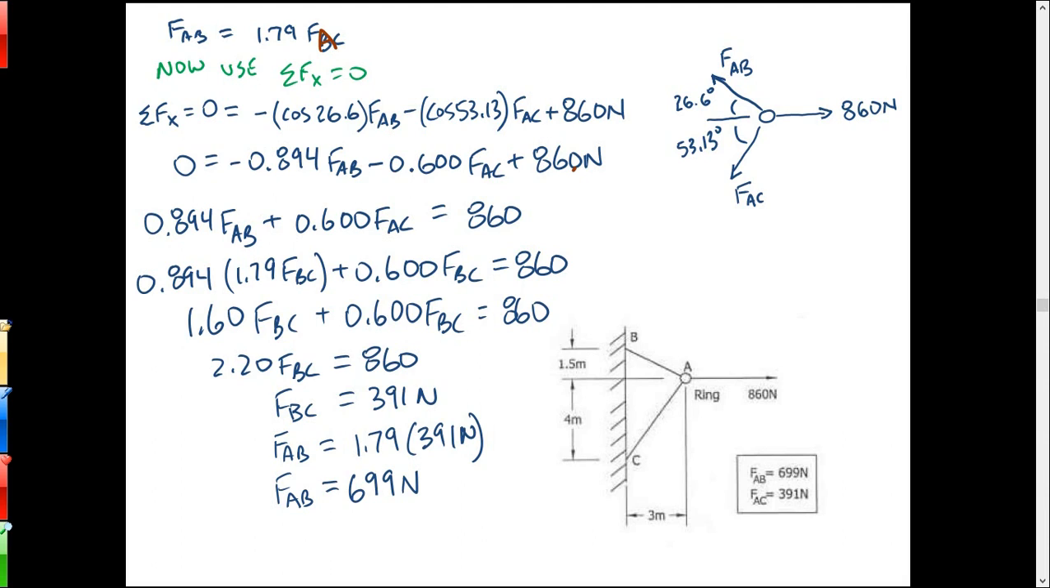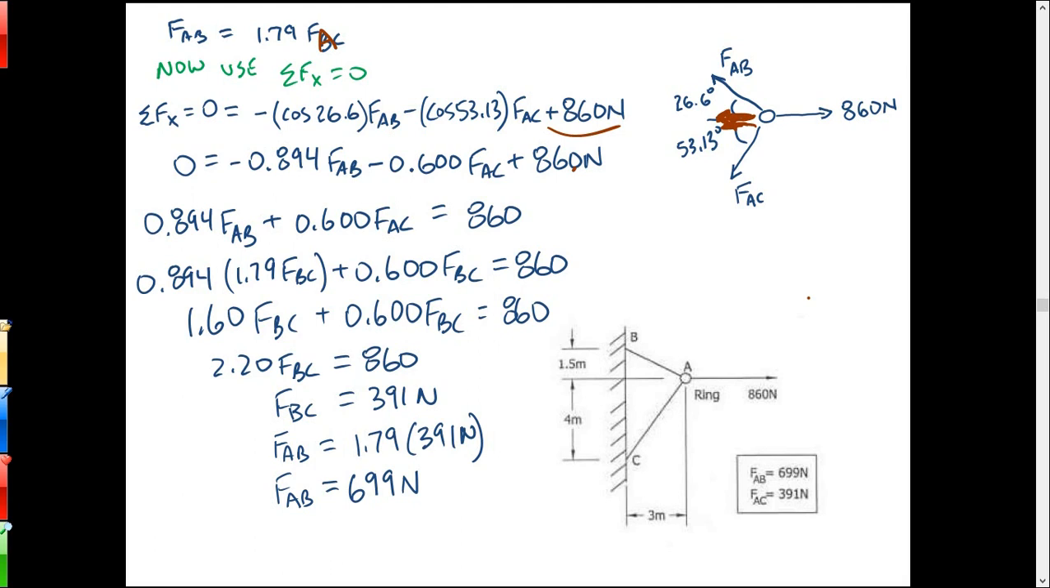Now I can go with sum of Fx is 0. So sum of Fx is 0. It's negative cosine 26.6 FAB. That's to the left, so that's a negative. The cosine function gets me the x component of FAB. That's the side adjacent to the angle. And then I've got cosine 53.13 times FAC right there. They're both negative because they both go to the left. And then plus 860.